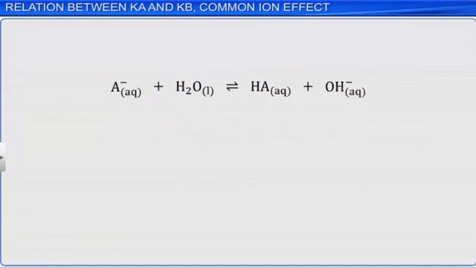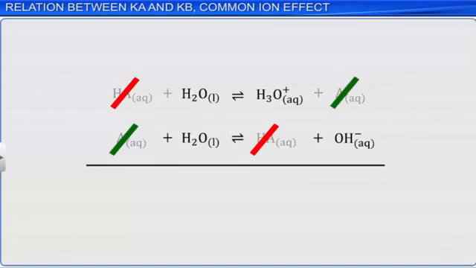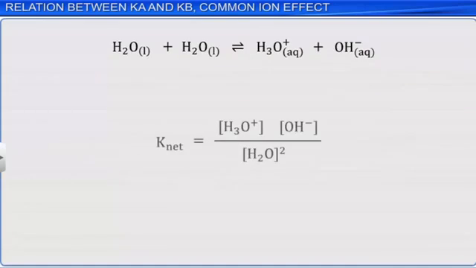The base dissociation constant, Kb, for the dissociation of this base can be written as the product of concentration of HA and OH minus ion divided by A minus. On adding these two reactions together, the common terms cancel out, leaving the autoionization of water. The equilibrium constant for the net reaction may be expressed as K net is equal to the product of concentrations of H3O plus and OH minus divided by concentration of water raised to the power of 2. As the concentration of water remains almost constant, it can be ignored. Hence, K net is equal to product of the concentrations of H3O plus and OH minus ions.